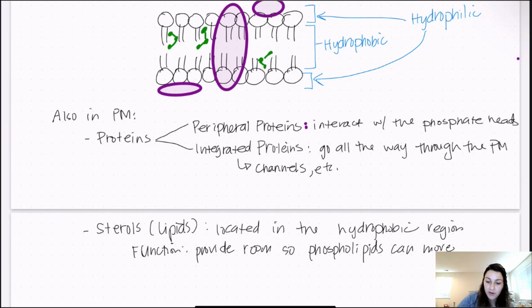Okay, so to finish my point about sterols, they also add flexibility, so that the cell membrane isn't rigid, because the cell needs to be kind of loosey-goosey. It needs to move around.